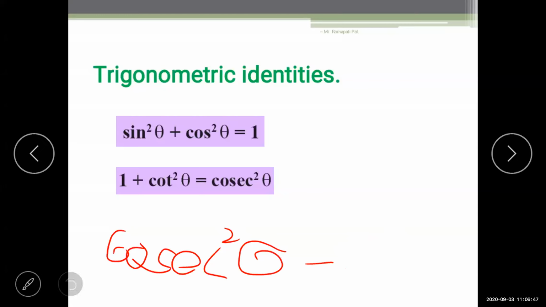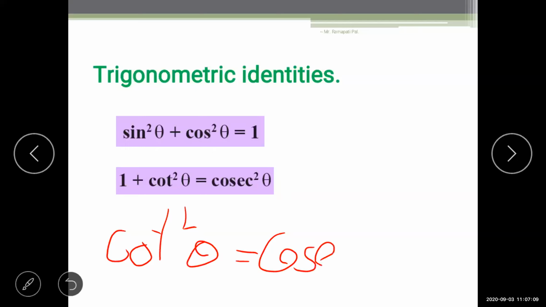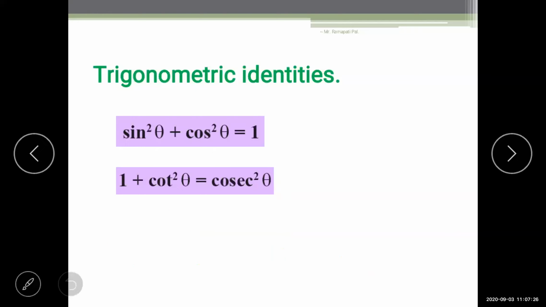And next, what will be the next identity? Tell fast. 1 will move to the right side. So cot square theta is equal to cosec square theta minus 1. Okay, cot square theta is equal to cosec square theta minus 1. The two identity will form from this main. 1 plus cot square theta is equal to cosec square theta identity.